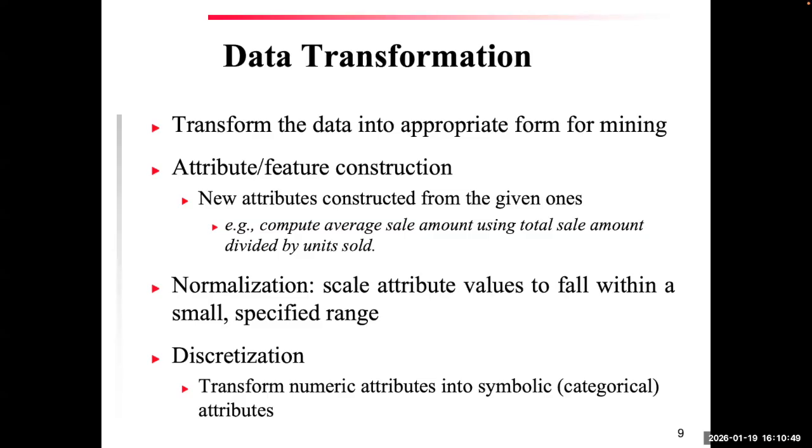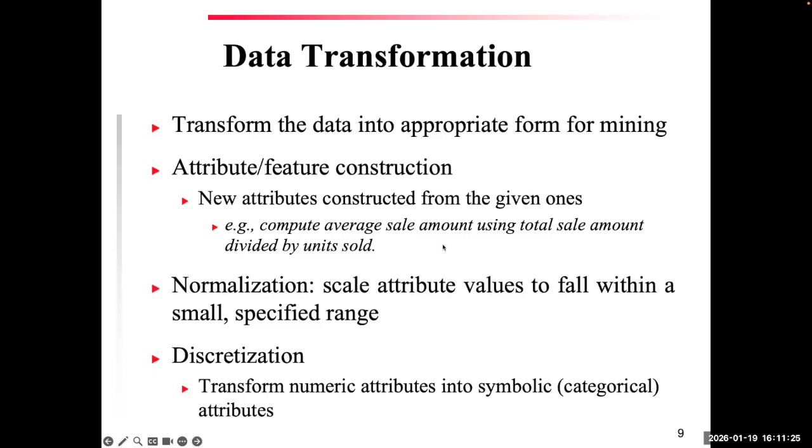And so do we treat these two customers the same, or should we provide the same recommendation to them? No, we often don't do that. They have two different purchase patterns, and so it's good to sometimes construct new features. So this first point refers to what I just mentioned, creating new features from the given ones. For example, average sale amount instead of total sale amount, and so on.